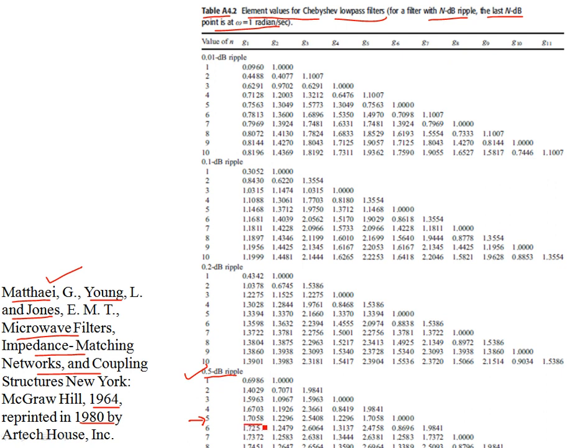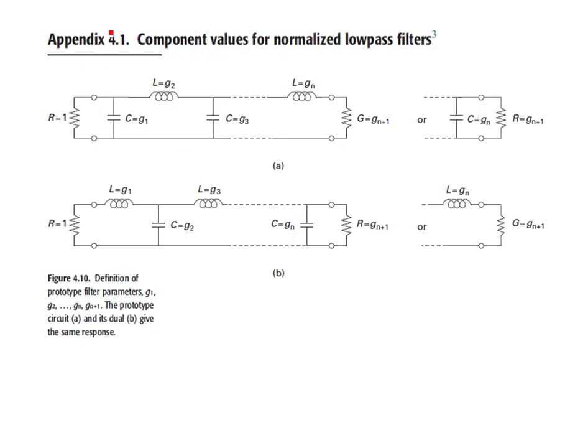This is 1.7058, and then 1.2296, 2.54, and then again the values repeat on the other end. Now what these values are and how to fit them into the lumped components. In appendix 4.1, which precedes 4.2, we have the component values for normalized low-pass filters. You see these two configurations are the same. They both are low-pass filters. At DC you can see the transmission from the source to load is perfect, because the inductors are short-circuited and the capacitors are open-circuited. You can have any of these topologies for low-pass filters.